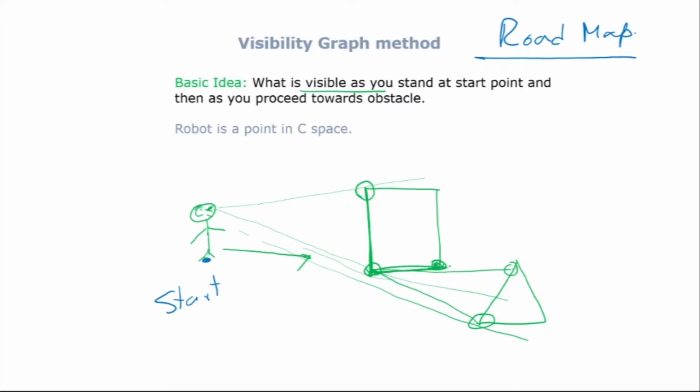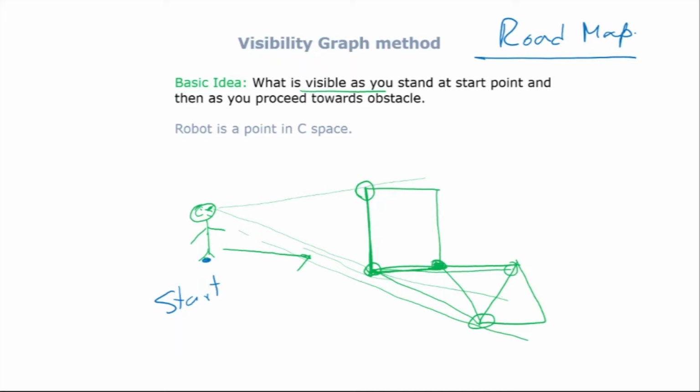So from here you can move here, and from here you can see that. It is like saying you're standing at the start point, looking at the obstacle, then going to the vertices of this obstacle and seeing what more you can see. And whenever you see a vertex, you connect it with a straight line, which is your road.